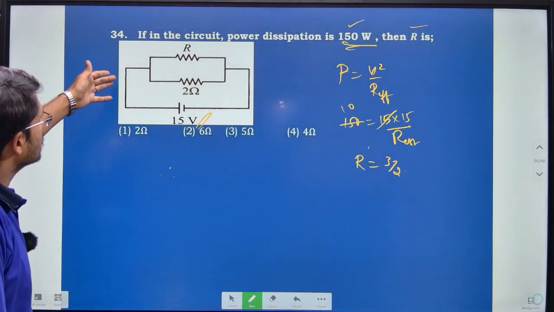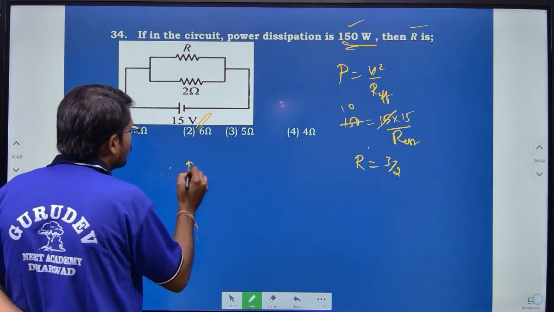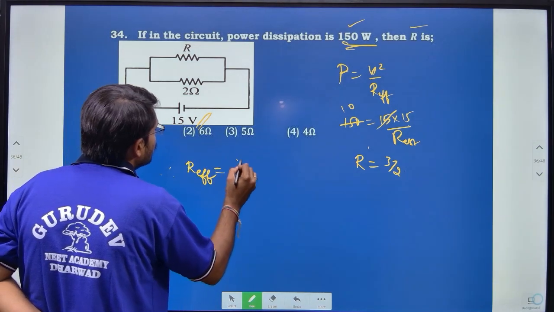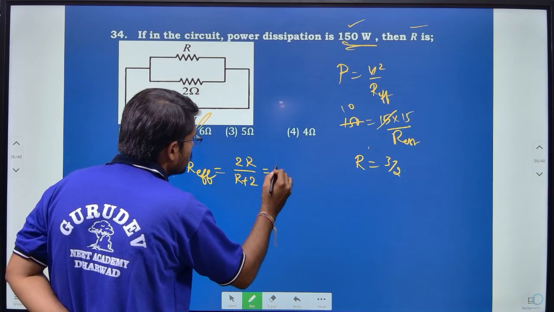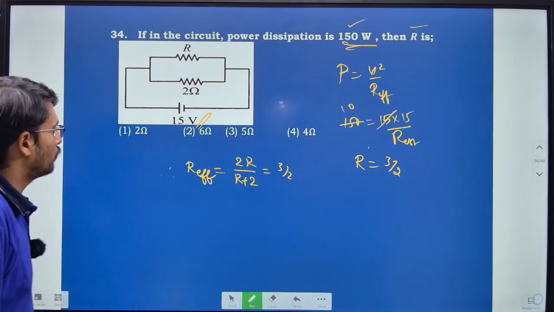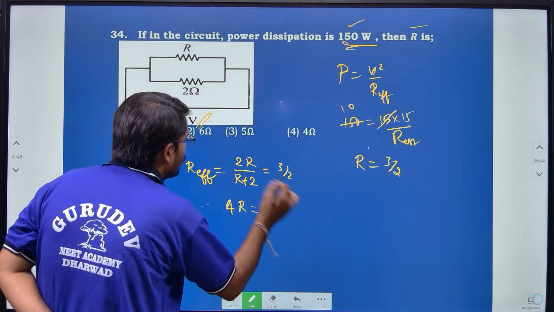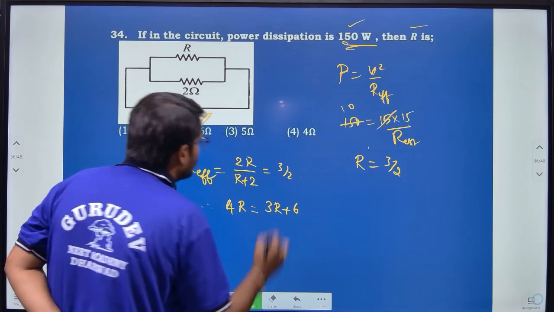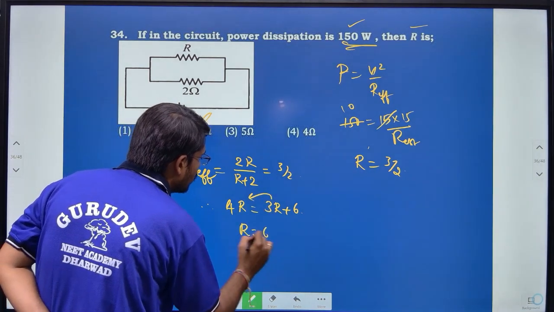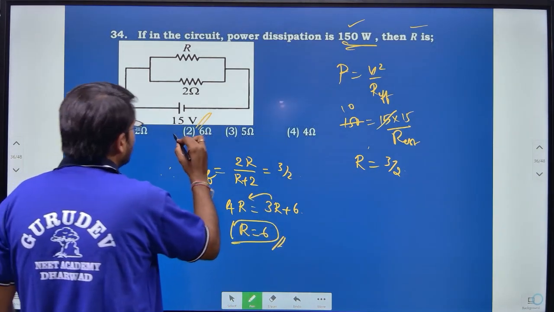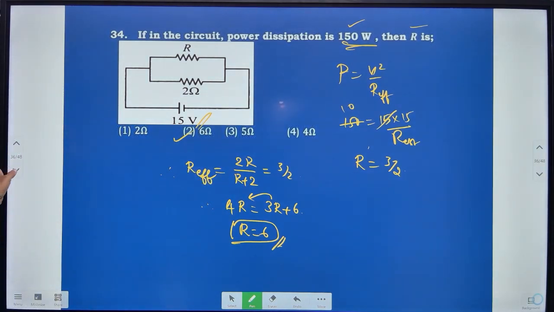What is the value of R? Because they are in a parallel combination, this R effective will be 2 into R divided by R plus 2. If you equate this to 3 by 2, what can we write here? That is 4R equals 3R plus 6. Shift this, so R becomes equal to 6. So option 2 is the right answer. When simplifying we made one simple mistake, and we have rectified that.